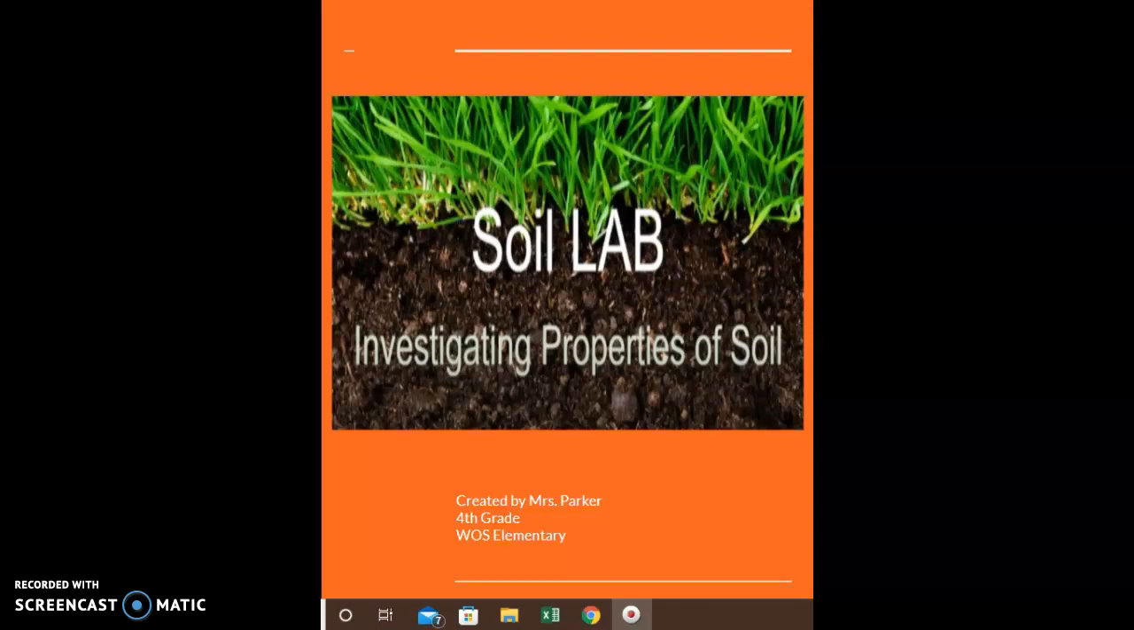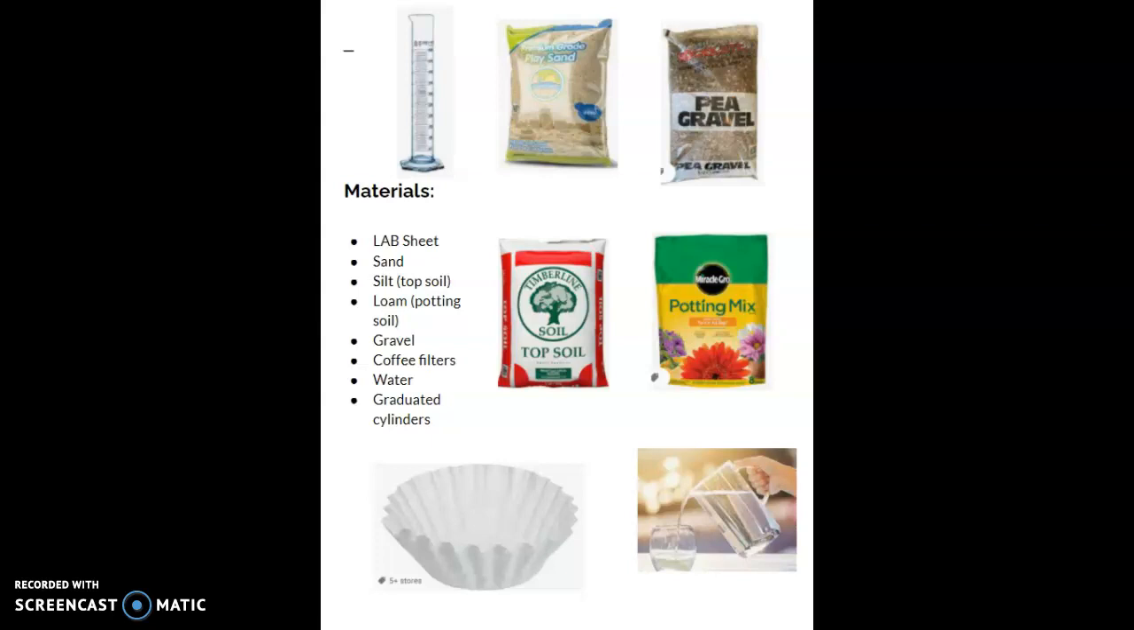Today we're going to do our soil lab, investigating properties of soil. The materials needed are your lab sheet that you have in front of you, sand, silt, which is the topsoil, loam, a potting soil, gravel, which we're using a smaller gravel, what's called pea gravel, coffee filters, water, and graduated cylinders, which is this tool up here in the top left.